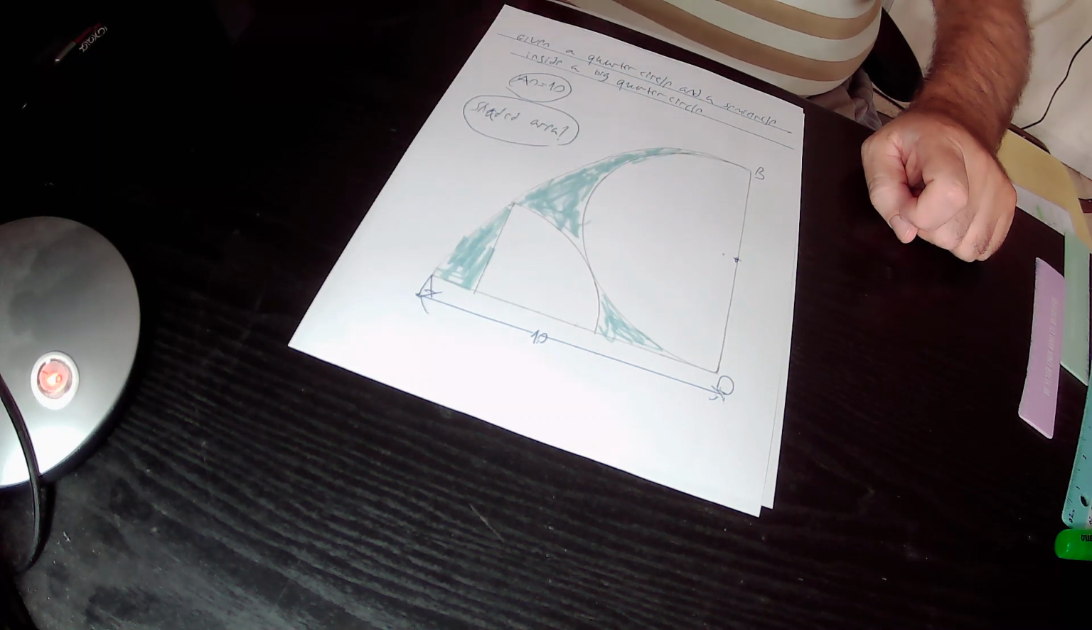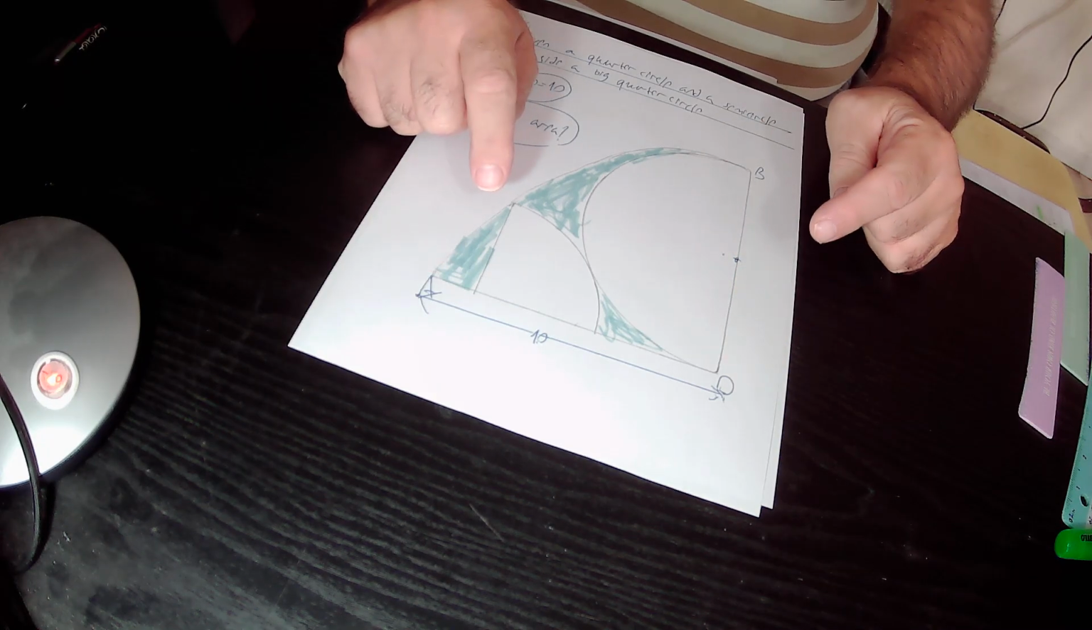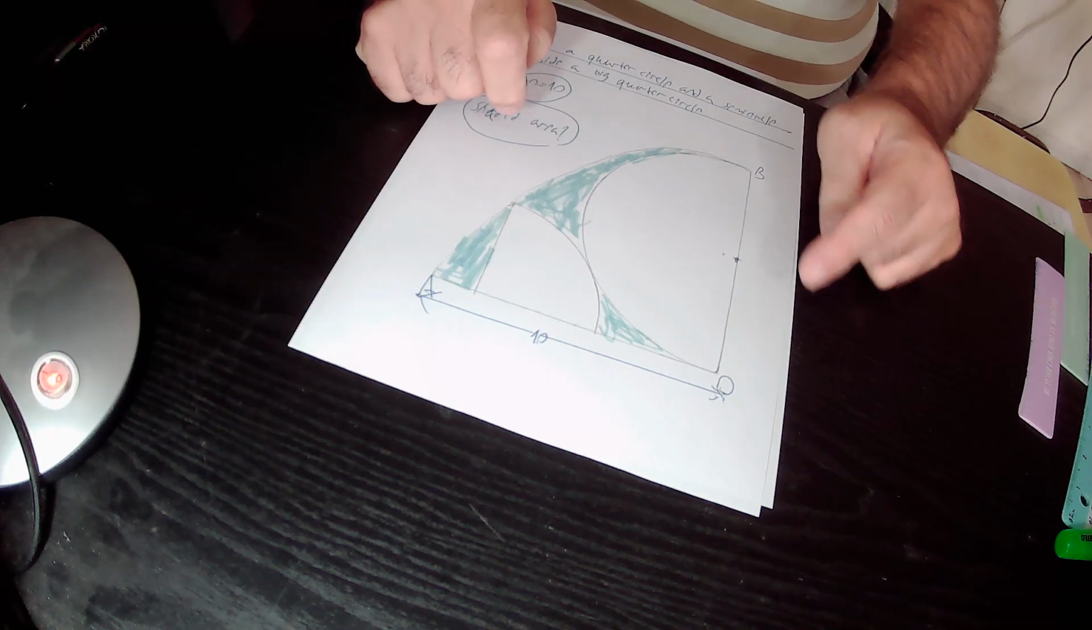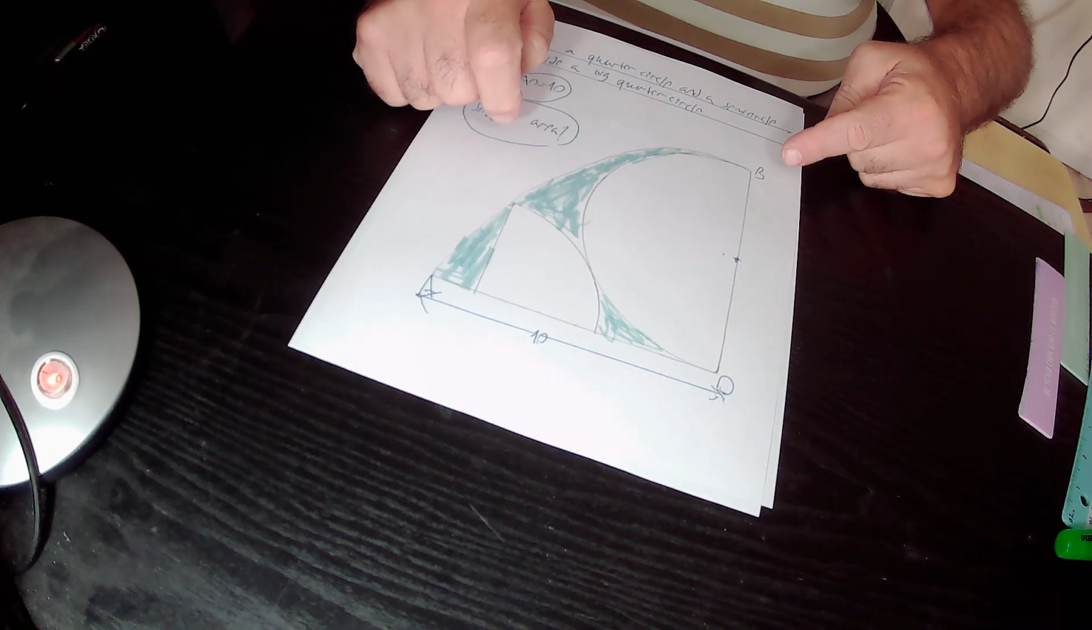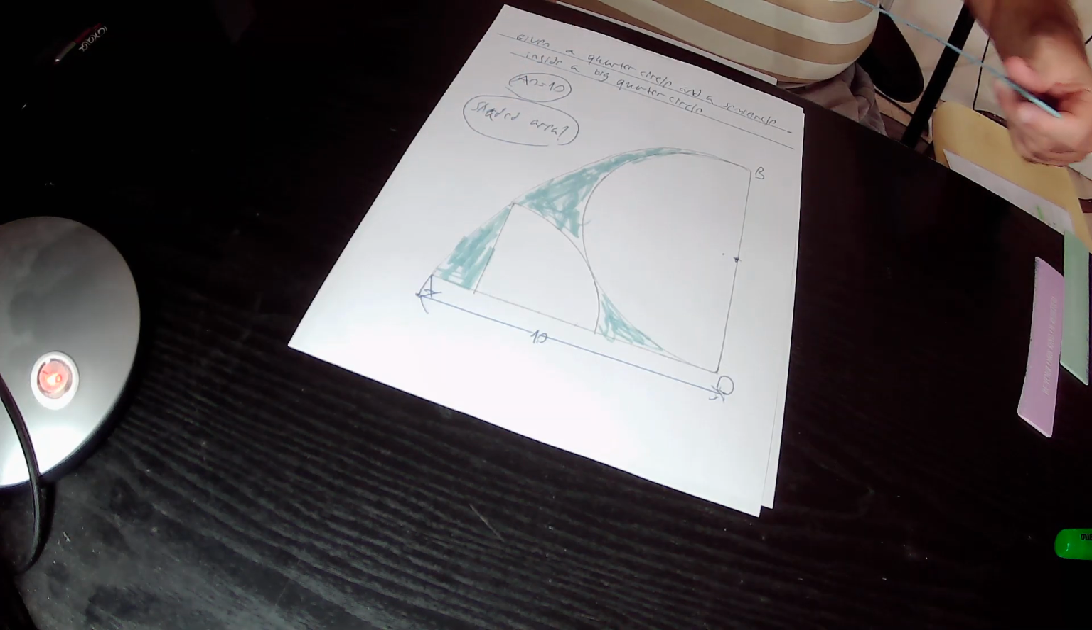The question tells us that AO equals 10 units in its length. That is to say, the radius of this big quarter circle AOB is 10. Therefore, OB, also a radius of this big quarter circle AOB, equals 10 units in its length.